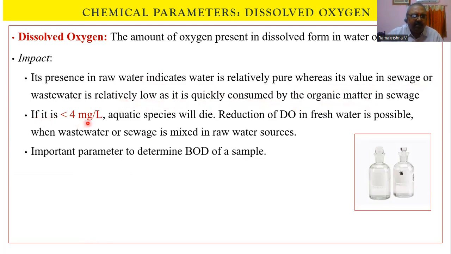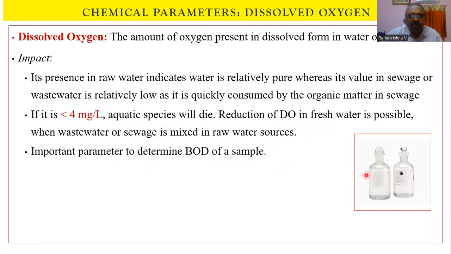If it is less than 4 milligram per liter, the aquatic species will die. Reduction of DO in freshwater is possible when wastewater or sewage is mixed in raw water sources. So that's why we can take it as an indication. When freshwater DO is measured, if it is lesser, then definitely we can identify that some wastewater or sewage is mixed in that surface water body. It's an important parameter to determine BOD of the sample.